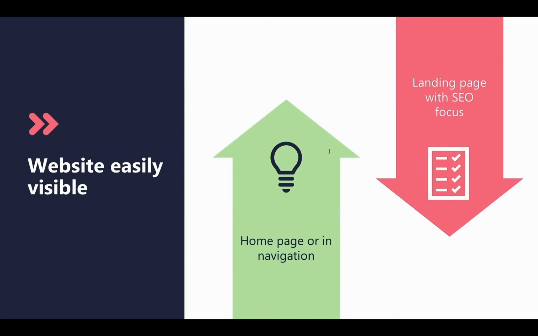Then you have your website. That would be a definite, just to make it easily visible. Include it on your homepage or in the navigation at the top somewhere, join affiliate network or program. You can also have a landing page or landing pages with an SEO focus, so that anyone who is searching for an affiliate program might come across what you have to offer.